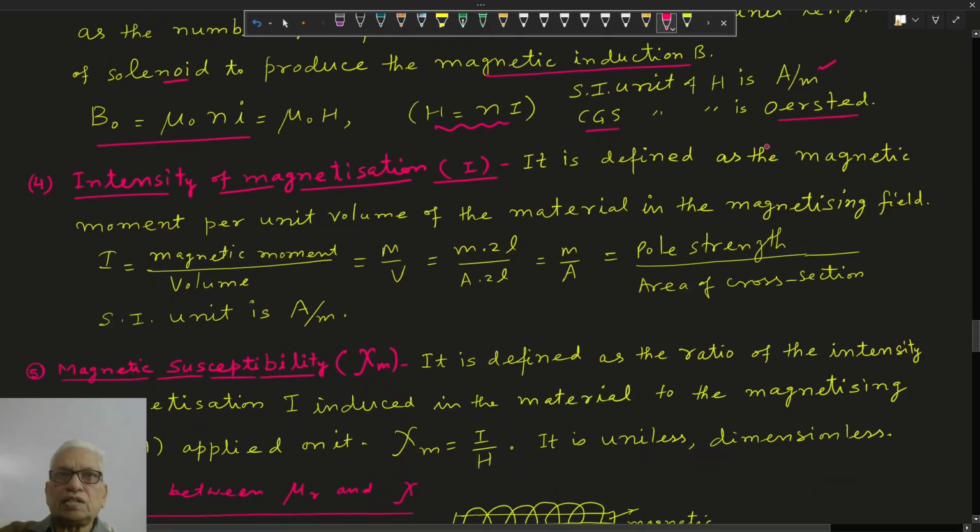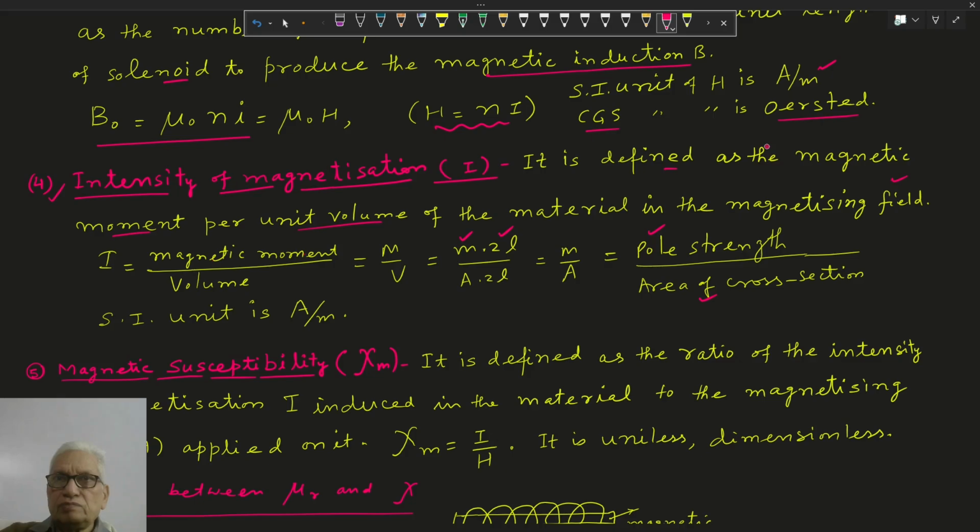Intensity of magnetization is defined as the magnetic moment per unit volume of the material in the magnetizing field. So I, the intensity of magnetization, is magnetic moment upon volume, M upon V. The dipole moment M can be written as m into 2L, where m is the pole strength and 2L is the length. Volume is area into length. The 2L cancels, so it is m upon A, pole strength upon A, where A is the area of cross section.